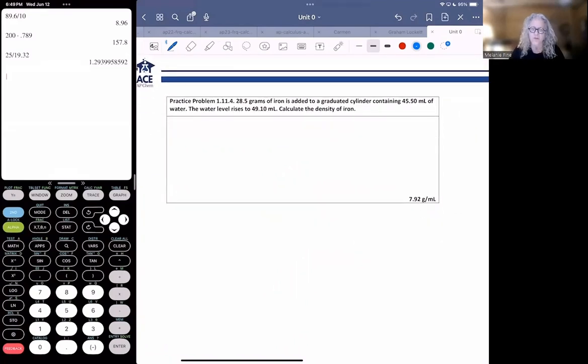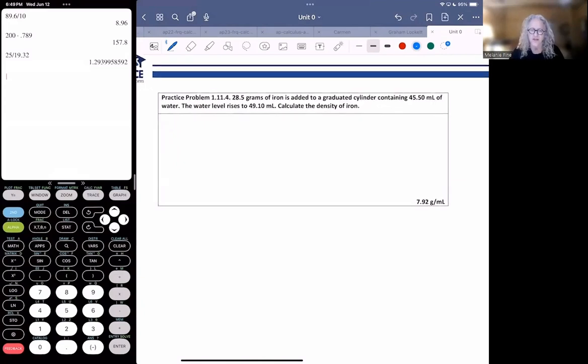So here's one sample problem I have for you. I want you to do it yourself. Pause the video, solve this problem. And when you're finished, come back and we'll go over it together. Welcome back. So let's solve this problem.